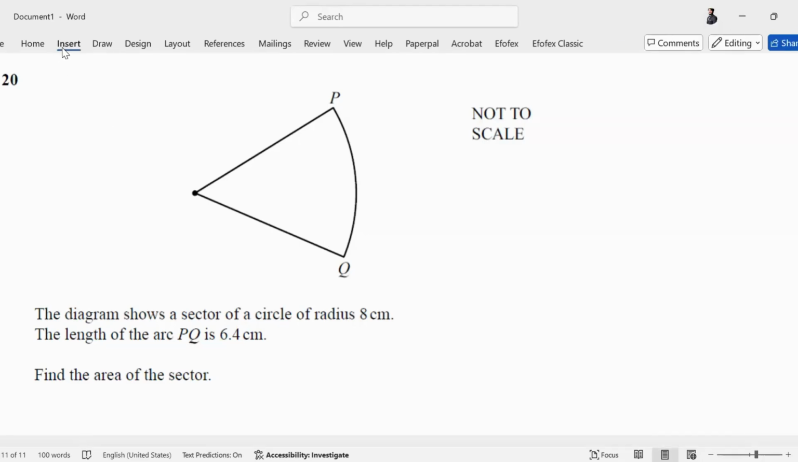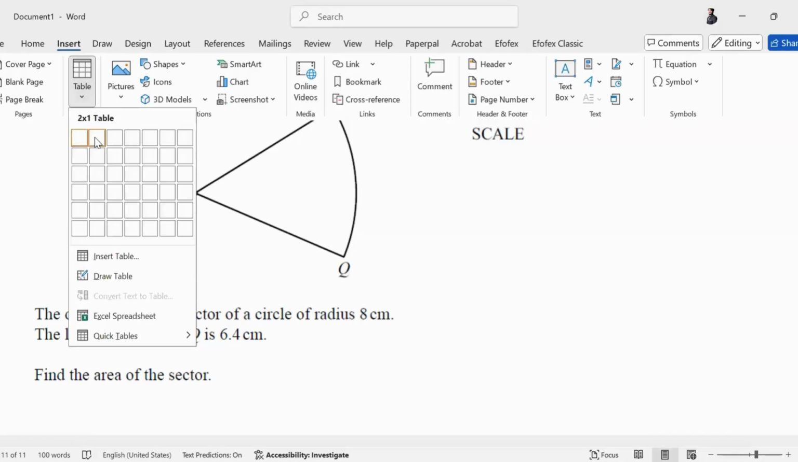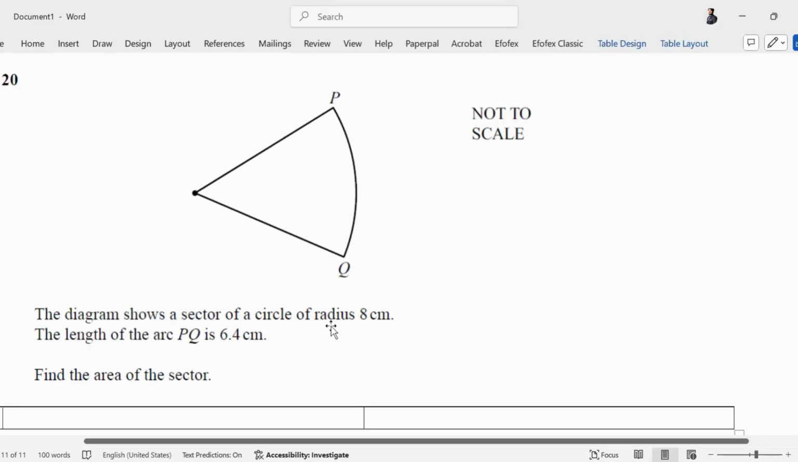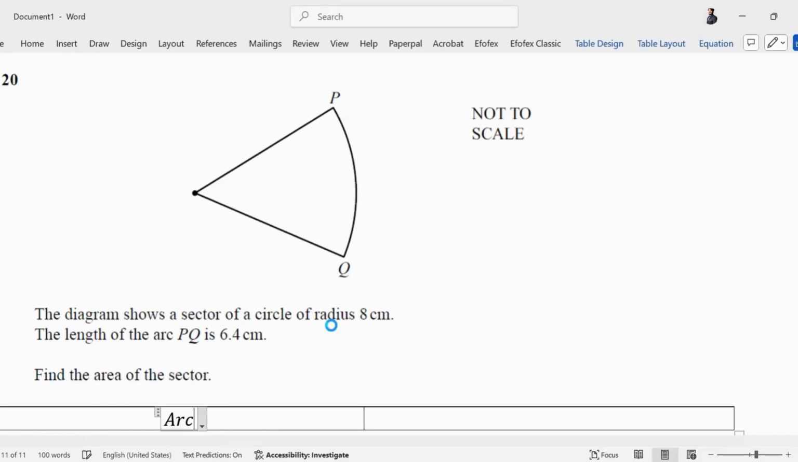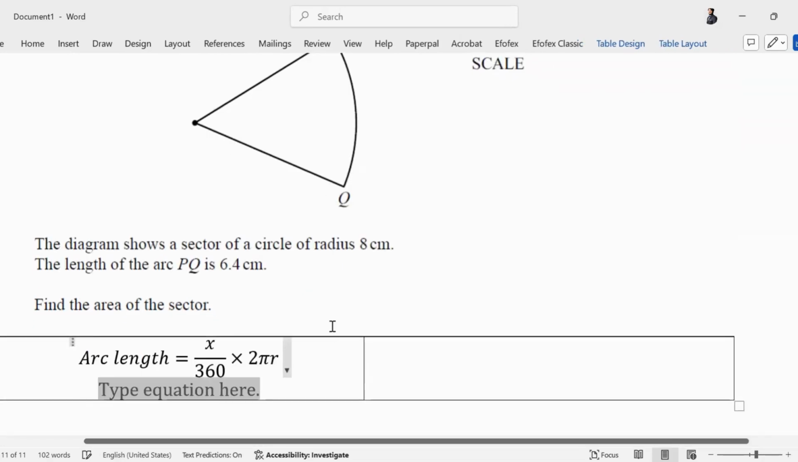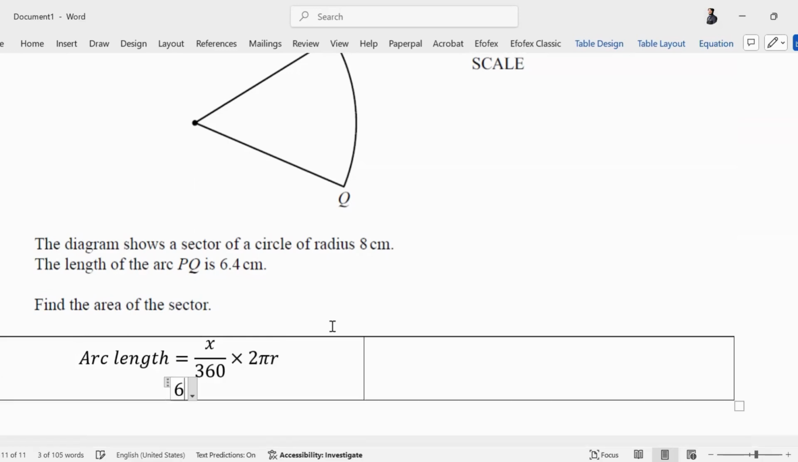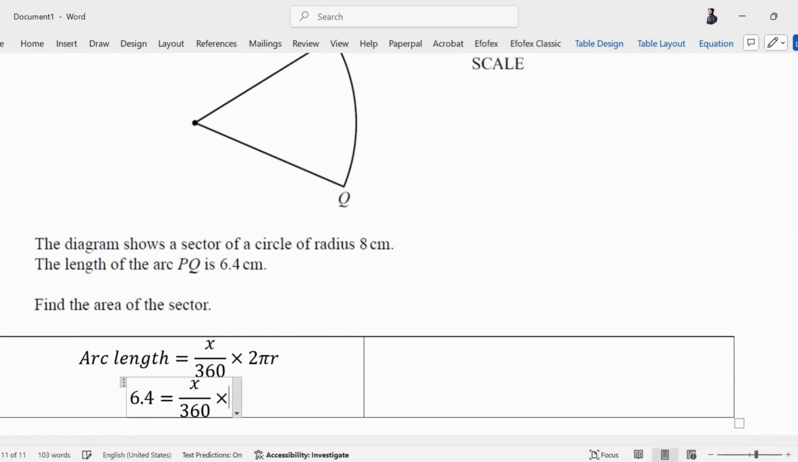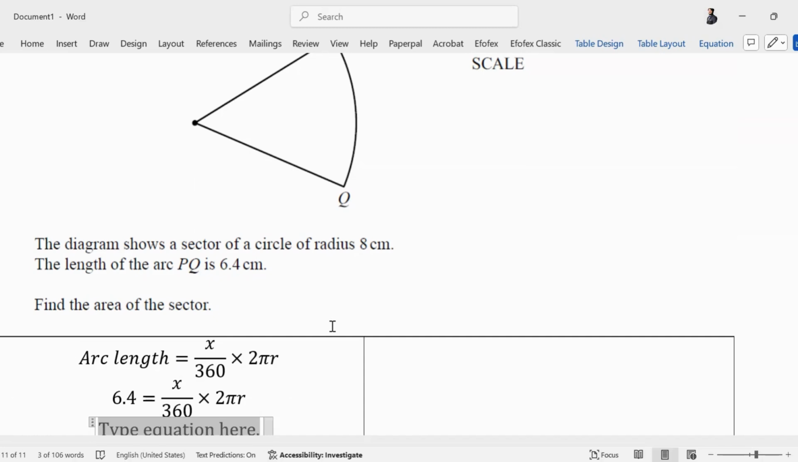Now, this is the kind of question that appeared also in your P1s. The diagram shows a sector of a circle of radius 8 centimeters, the length of arc is 6.4. Arc length can be found by taking x upon 360 times 2 pi r. I do not know the angle at the center, and I eventually need to find the area of the sector. So what will I do?